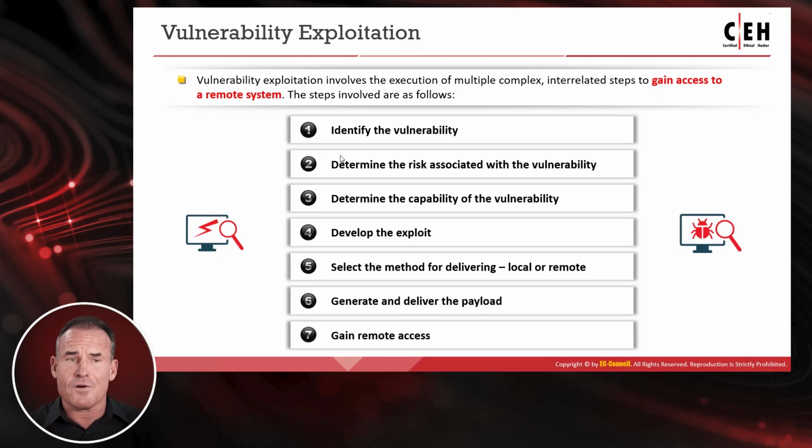All right, then we get to vulnerability exploitation, which we've already had this discussion to a degree. We did vulnerability analysis in the previous module. We looked at discovered vulnerabilities, and then we determined what exploits were available. And then we actually used the exploit to exploit the box. So with vulnerability exploitation, we've already had most of this discussion. Identify vulnerability, risk, capability, develop the exploit. A lot of times exploits are already developed. Select the method for delivering, local, remote, generate, deliver, payload, gain remote access.